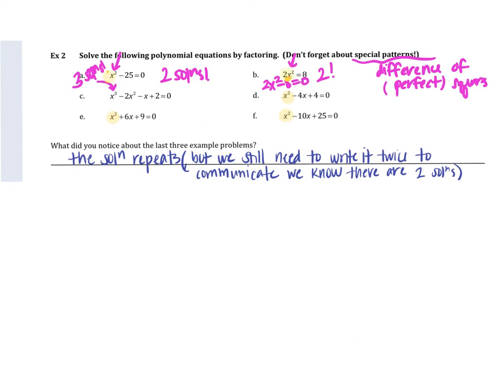Okay? So what I want you guys to do is you can now switch over to your notes, and I want you to try A through F. The answer key is posted, so you can double check your answers. I do want to point out D, E, and F, the solution's going to repeat itself. We're going to write it out twice because we know, and we're going to communicate that we always know quadratics have 2 solutions. So try these 6 problems.